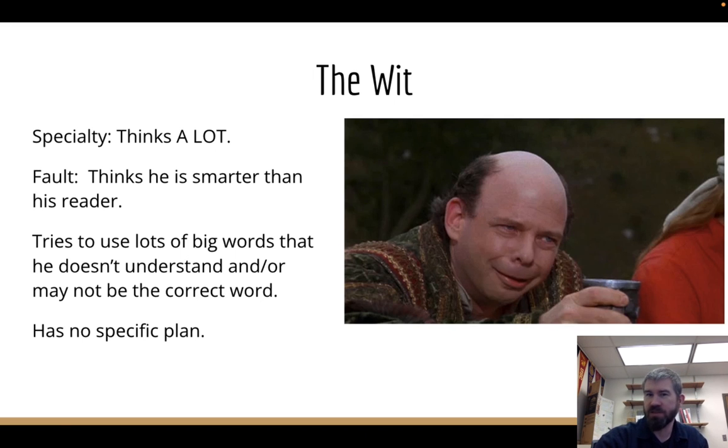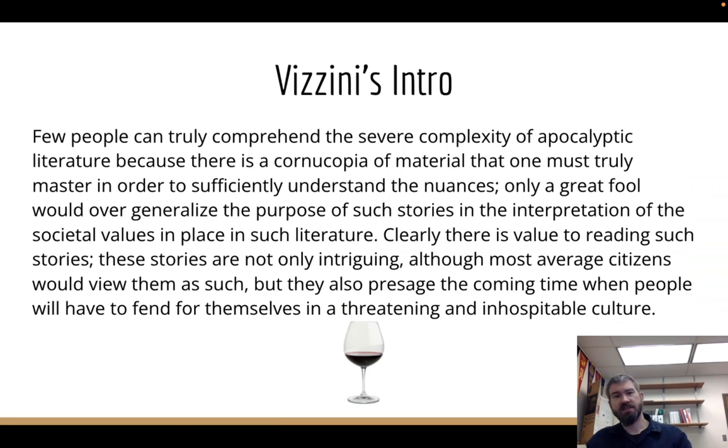So let's look at the Wit's intro, Vizzini's intro. Few people can truly comprehend the severe complexity of apocalyptic literature because there is a cornucopia of material that one must truly master in order to sufficiently understand the nuances. Only a great fool would overgeneralize the purpose of such stories and the interpretation of the societal values in place in such literature. Clearly, there is value to reading such stories. These stories are not only intriguing, although most average citizens would view them as such, but they also presage the coming time when people will have to fend for themselves in a threatening and inhospitable culture.